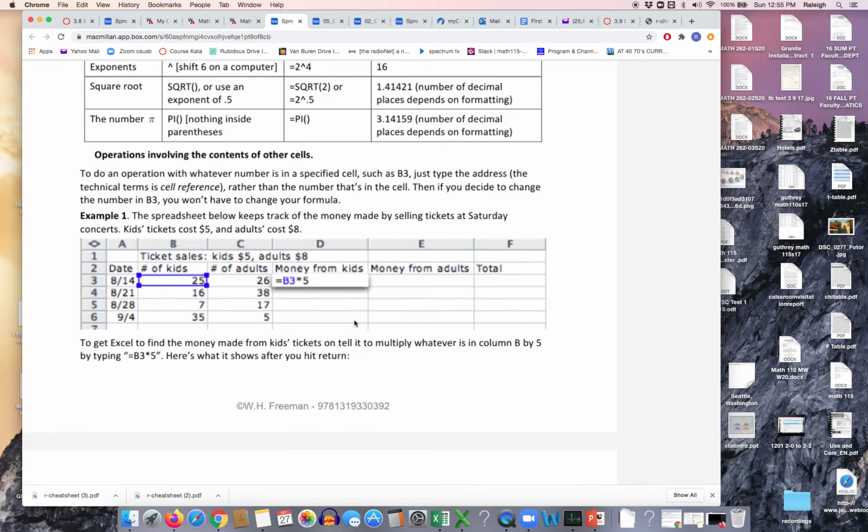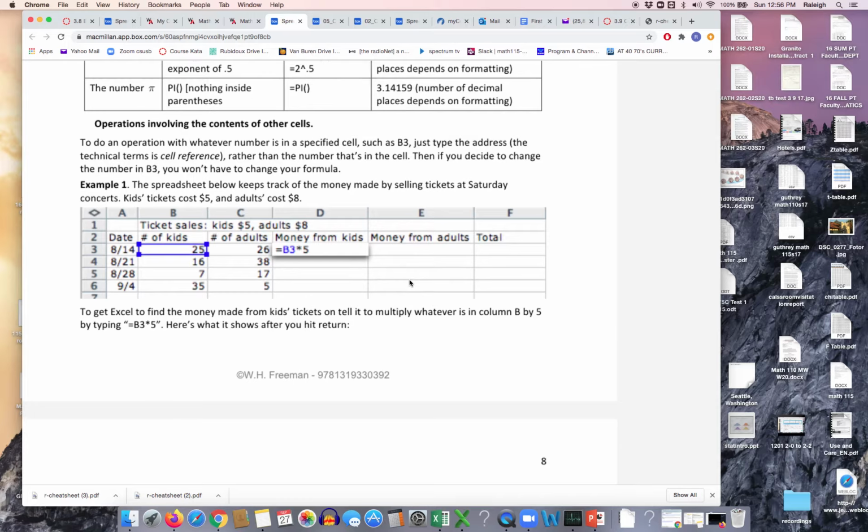And they show you various things. And here's a formula here. They took cell B3, it had 25 in it, and multiplied by 5, and got the money from the kids. Apparently the kids were $5, and the adults would be the same thing, except it'd be equals C3 for the 26 adults, and they'd be multiplied by 8, so asterisk 8. So equals C3, asterisk 8 would go into this cell. Once you hit return, the money amount shows up.